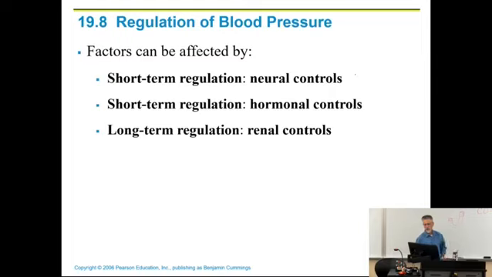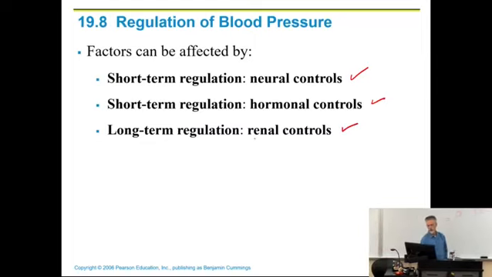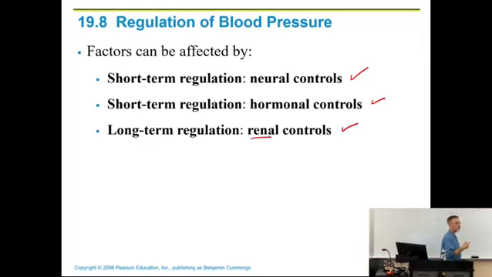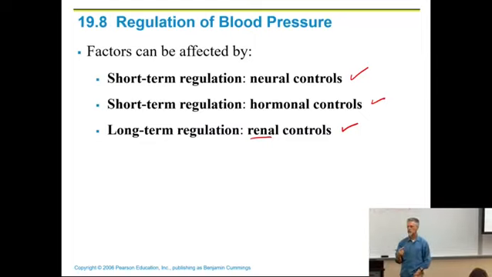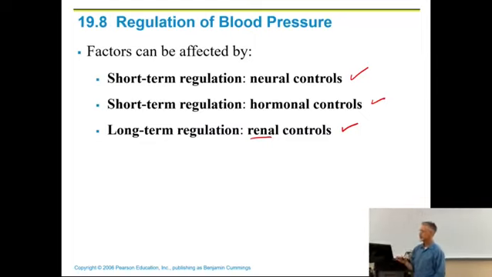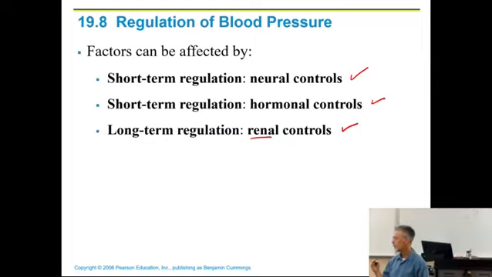So we've got short-term regulation in terms of our neural controls and our hormonal controls. And then we've got longer-term regulation or control coming from our kidneys. Remember, renal, like we saw renal artery and renal vein, means kidney. So these are the ways that we control and coordinate this system to make sure it works with the other systems and it maintains homeostasis overall.